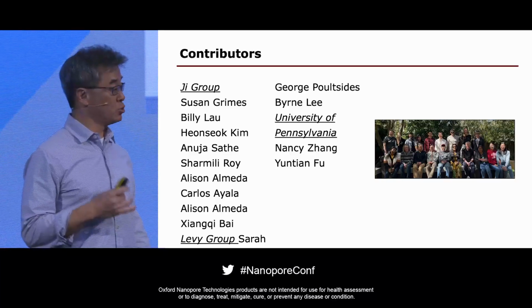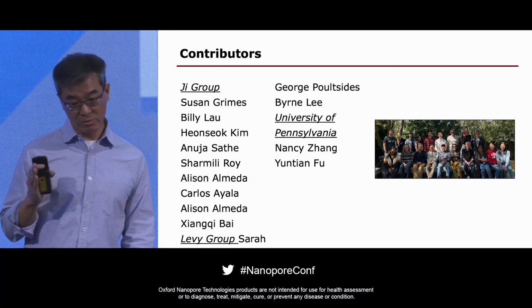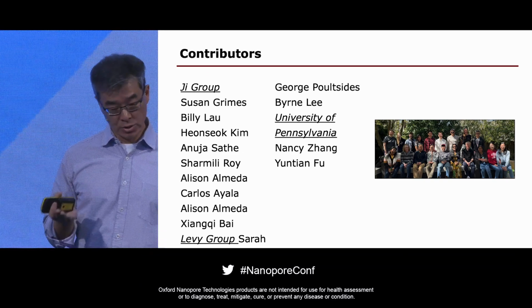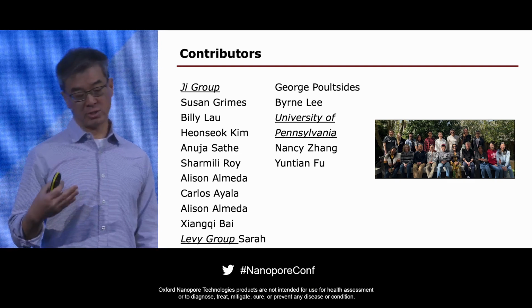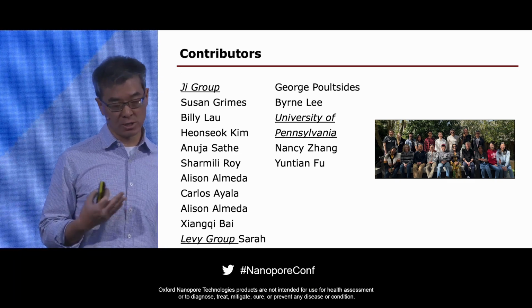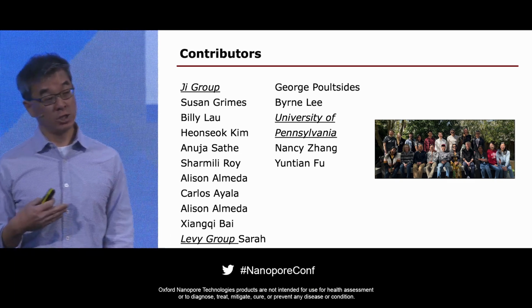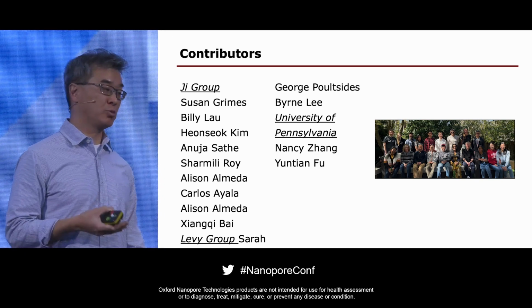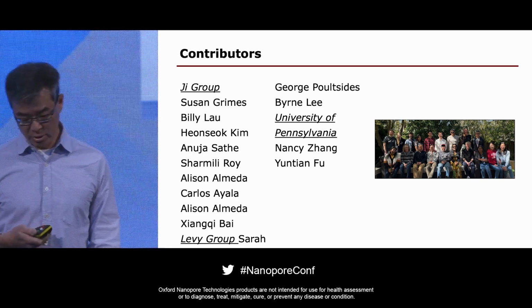So here are the people who do the real work. Susan Grimes, who was critical for the adaptive sampling study; Billy Lau, who's also here, our nanopore guru, who was an inspiration for most of these studies and helped us design many of these experiments; and Hyun-Suk Kim, our expert CRISPR base editor person who just recently took a faculty position.